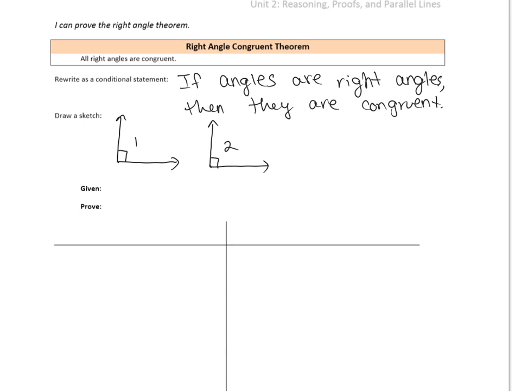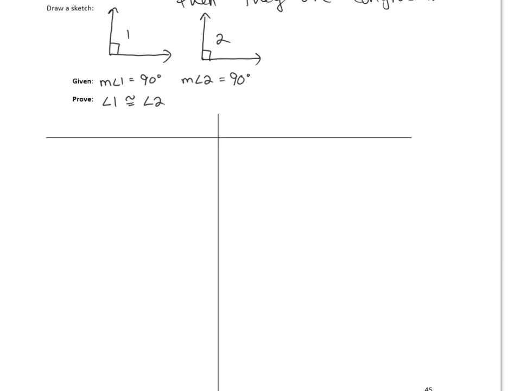So the thing I'm given are two right angles. I'd be given that the measure of angle 1 is equal to 90 degrees, and that the measure of angle 2 is also equal to 90 degrees. And what I want to prove is that angle 1 is congruent to angle 2. That's my goal. So let's get going with statement and reason. Well, first things first, I write out my givens. The measure of angle 1 equals 90. That's my first step. And the measure of angle 2 equals 90 degrees as my given.